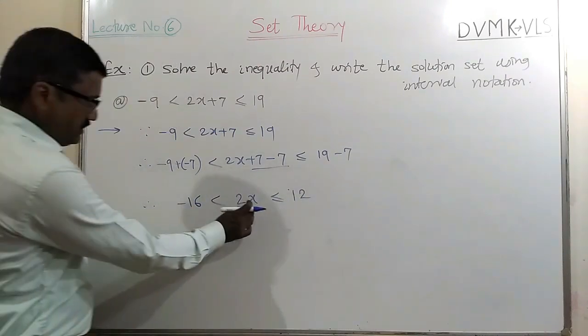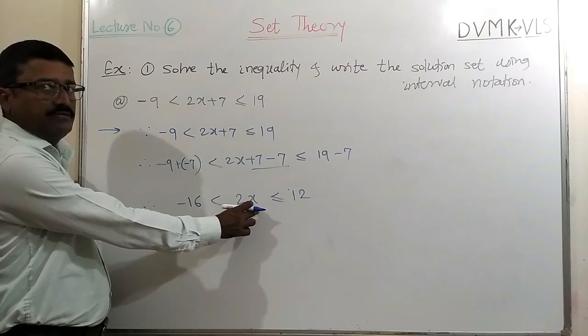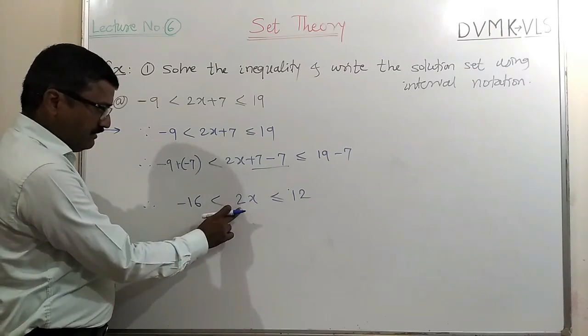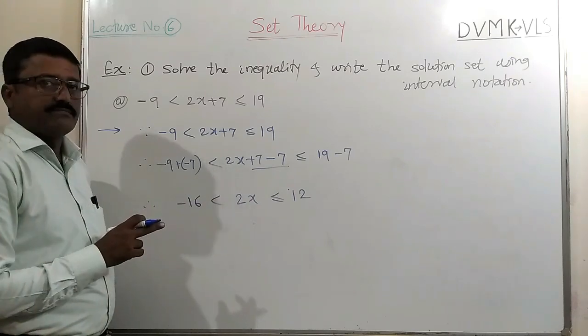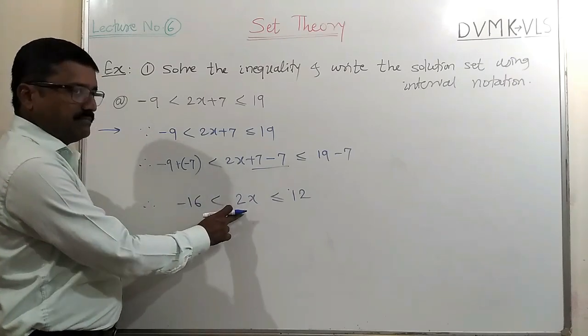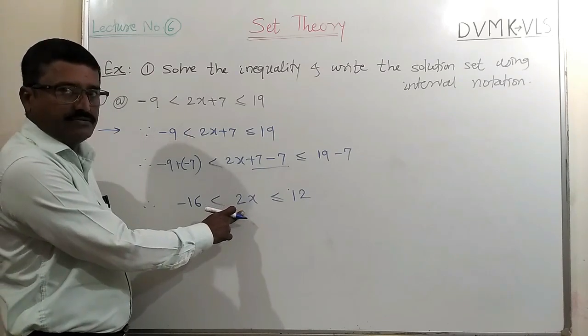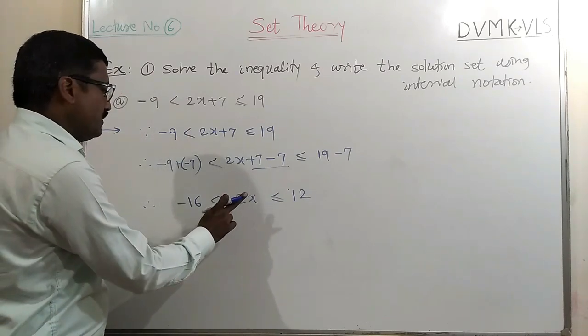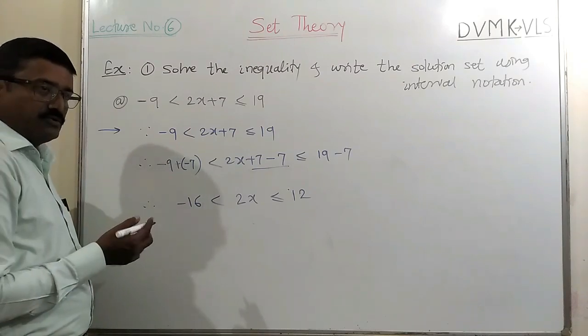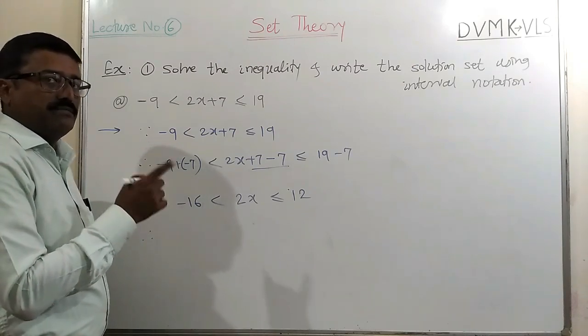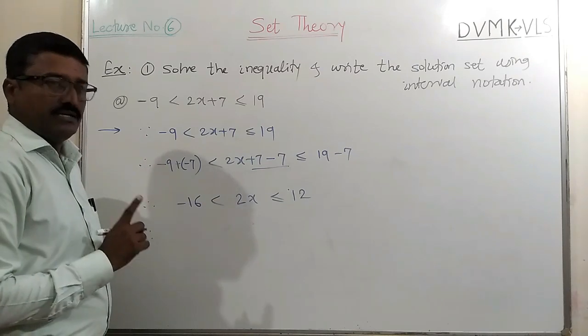Now we have 2x here, but we want the value of x. So divide this number by 2, which is positive, meaning we are multiplying. Dividing by 2 is nothing but multiplication by half. So multiplying by half, where half is a positive number. If we are multiplying the inequality by a positive number, there is no change in the inequality.